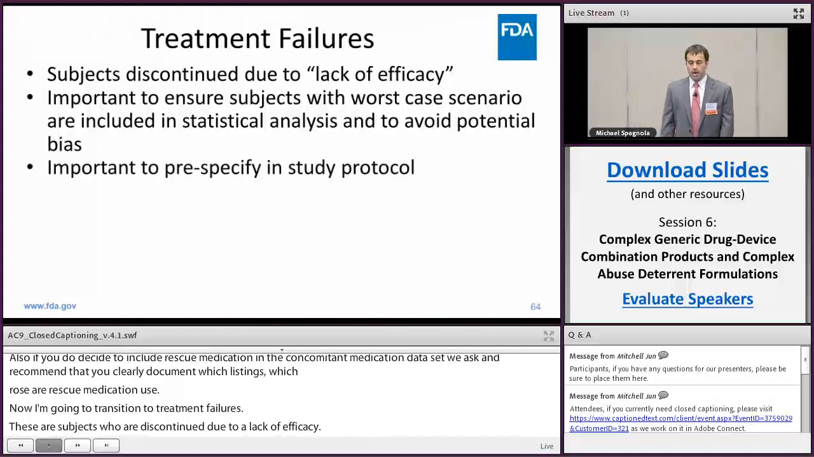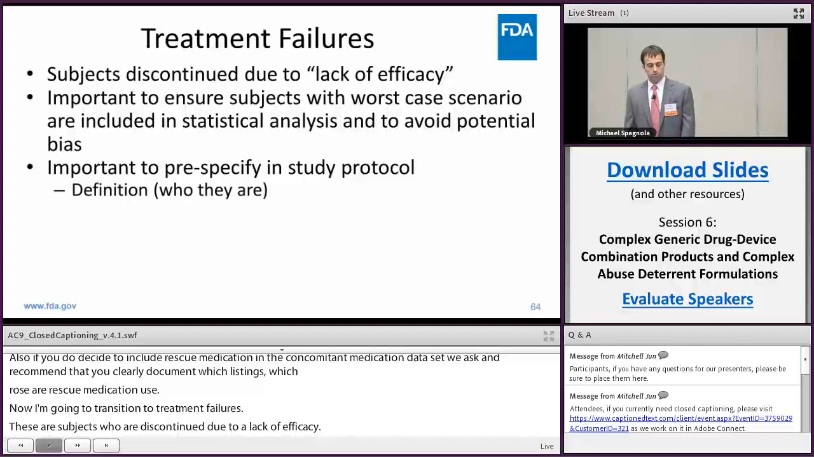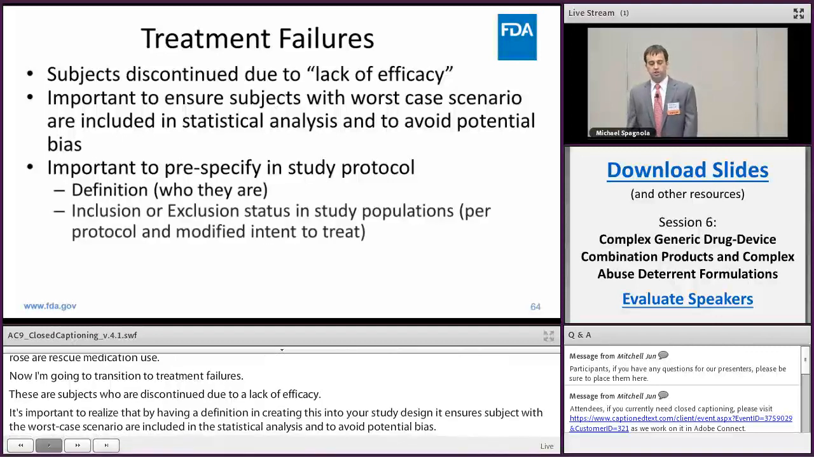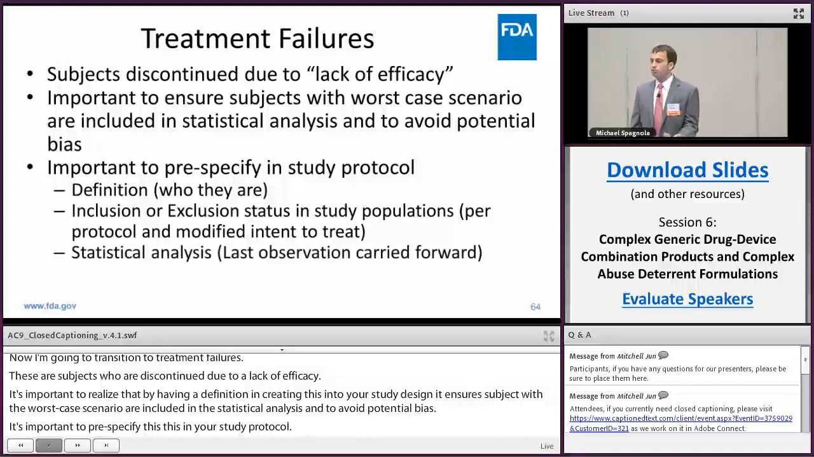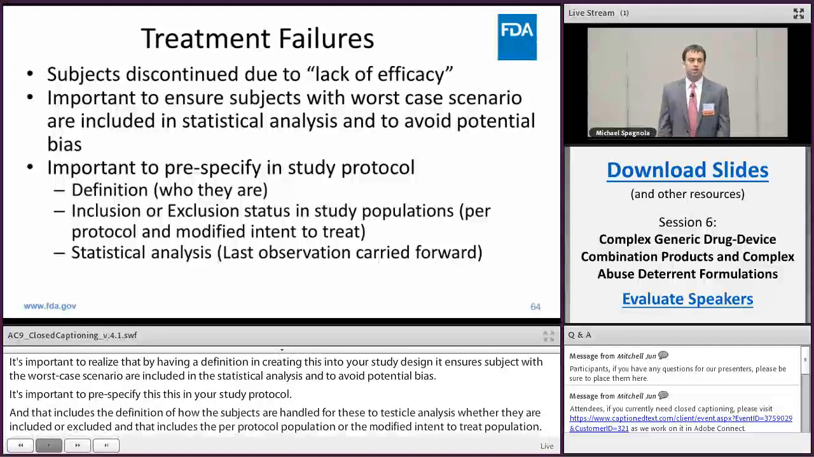Again, it's important to pre-specify this in your study protocol, and that includes the definition, how these subjects are handled for the statistical analysis, whether they're included or excluded, and that includes the per protocol population or the modified intent to treat population. And again, how they're being handled in the actual statistical analysis, whether a last observation carried forward procedure is going to be used or something else.